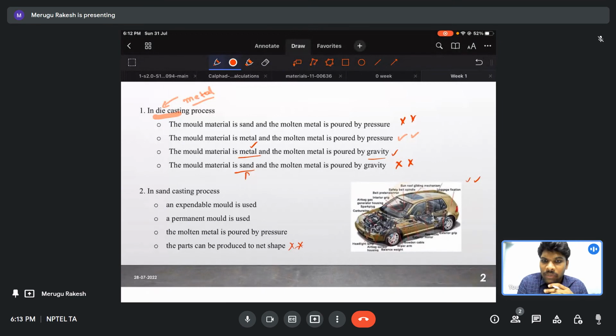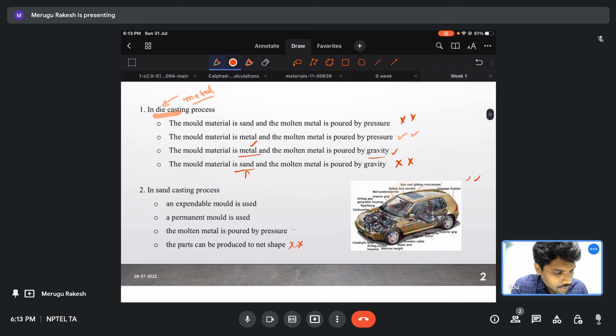Next, the molten metal is poured by pressure. It is also wrong, because in sand casting we use sand as the mold preparation material. So if you use some pressure, what happens? The sand cannot withstand that much pressure. It does not have that much strength, and we never use pressure in the sand casting process, of course. So that is not the correct option.